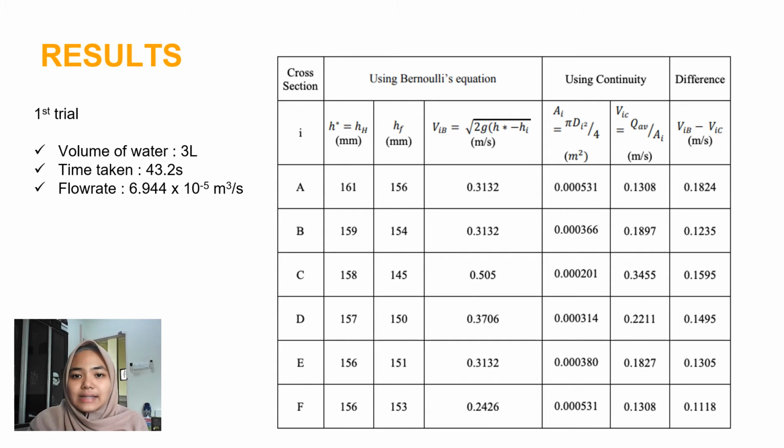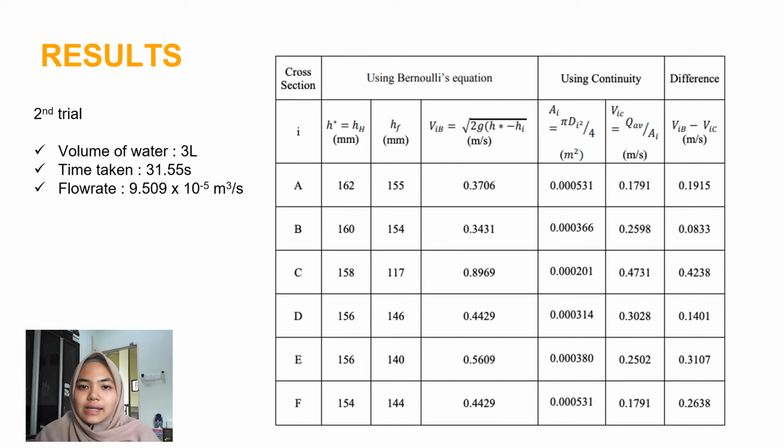There are a few things that need to be calculated in order to determine the difference between VIB and VIC. First, VIB we calculated using Bernoulli's equation, which is square root of 2g times total head minus hi, and then the area of each cross section A, B, C, D, E, and F we calculated to get the velocity VIC using the continuity equation, which is flow rate divided by area.